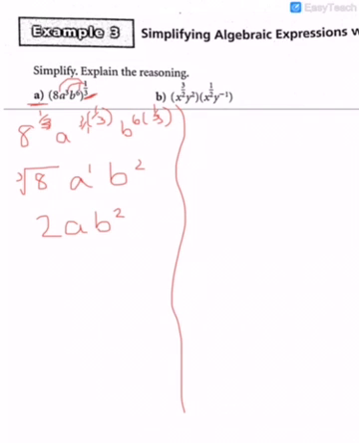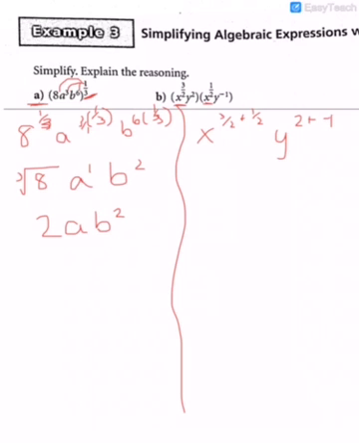Let's try another one. Here we have x to the power of 3 over 2 y squared multiplied by x to the power of 1/2 y to the negative 1. So here I can combine my x's, and right now they're being multiplied together, which means I add the exponents. So 3 over 2 plus 1 over 2. And I can combine my y's, which also means I add the exponent. So 2 plus a negative 1.